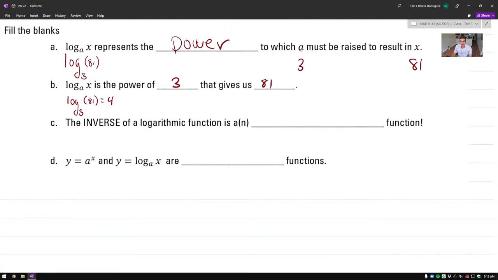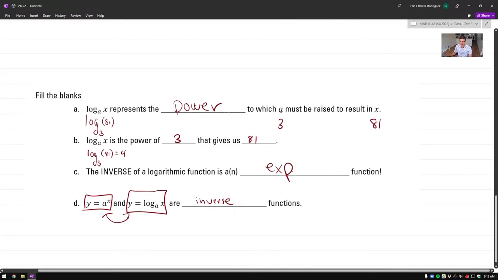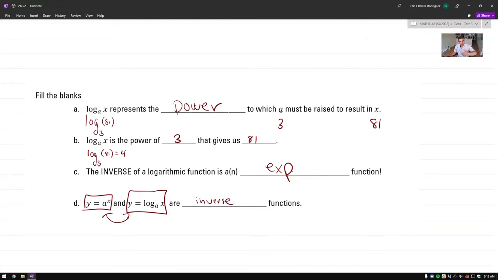The inverse of a logarithmic function is an exponential function. And what we are seeing here is the exponential expression and the logarithmic expression. So these two equations are inverse to each other. They are inverse functions. So that's the concept behind the logarithmic function. I think the most difficult thing for the logarithmic function is its notation. Its notation is a bit complicated, it's different from what we are used to. But every time we see a logarithmic function, we are asking backward an exponential function.